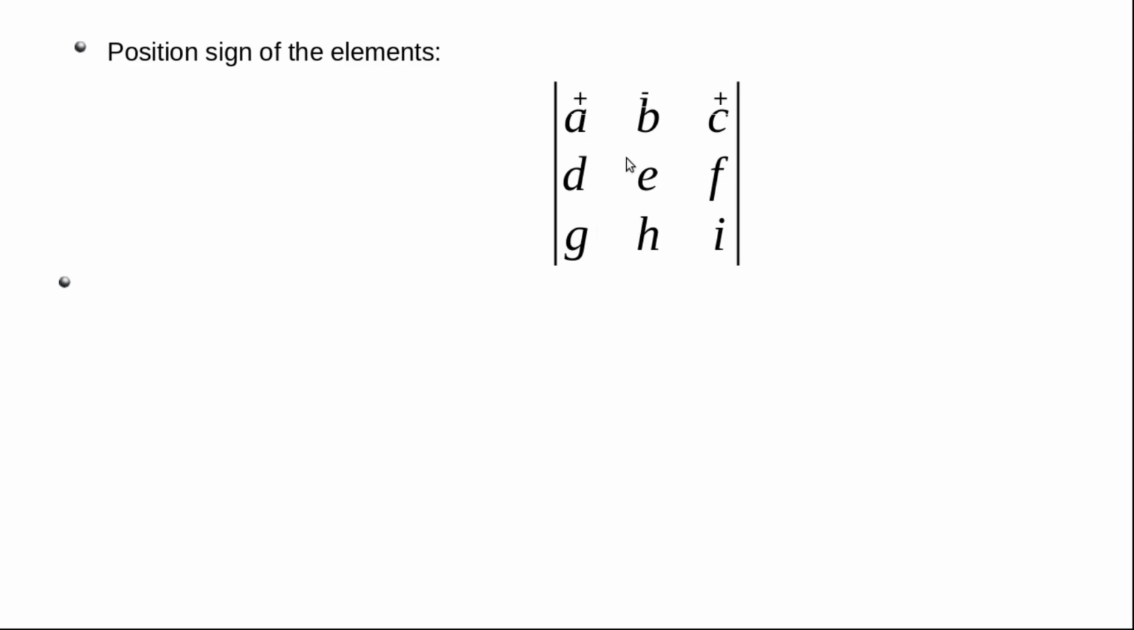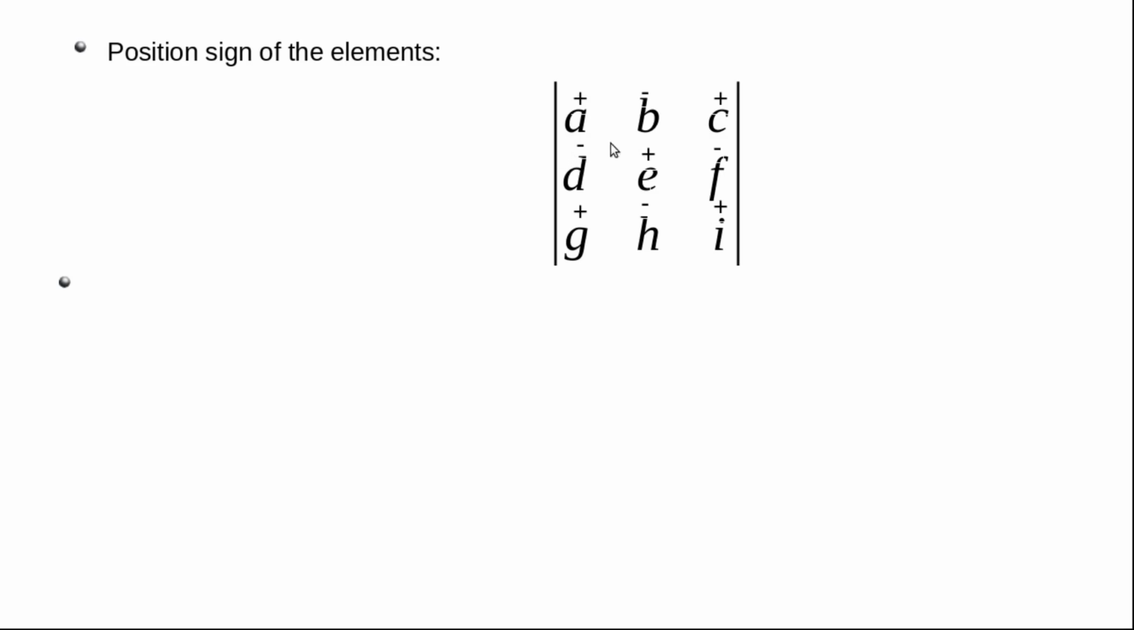Then come to the first column. The next element after A is D, we give it minus. Then again along the column, next to D is G, so if D has the sign minus, G will have plus. Then the next along the row to G is H, then next to H is I, we will give it plus. So if we take any direction, along row or along column, you will see the sign changes alternatively.